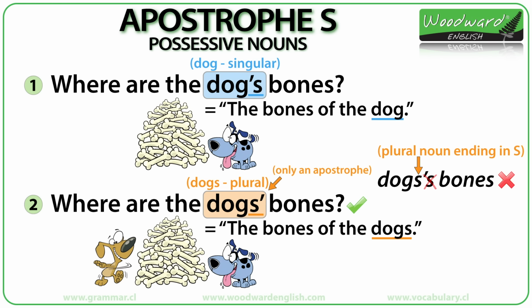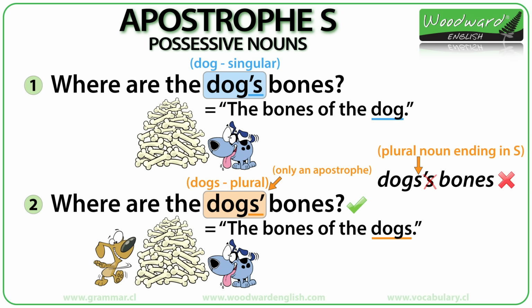In example 1, it refers to one dog and its bones. In example 2, it refers to two dogs and their bones. Now listen to the pronunciation of these two examples again. Example 1, where are the dog's bones? Example 2, where are the dogs' bones? There is no difference in pronunciation.